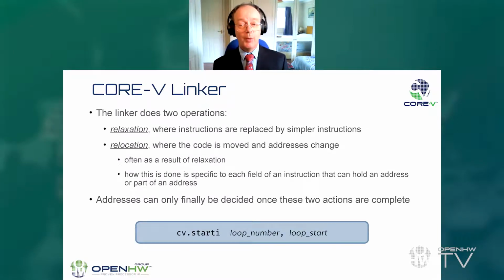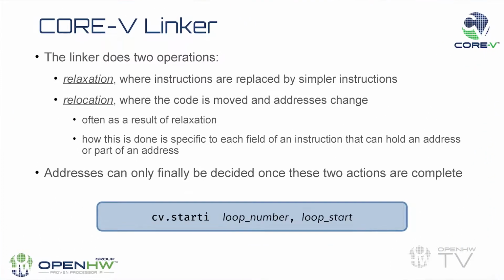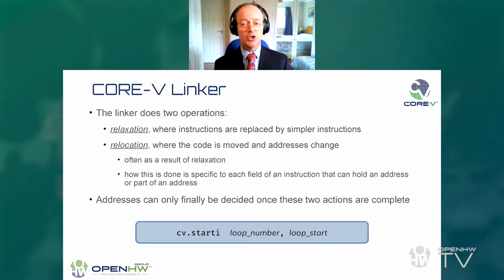Relocations are very common in position-dependent code. Standard relocations may not be suitable for custom extensions, which may therefore require new custom relocations. For example, the standard Core-V hardware loop extension requires a non-standard relocation for the cv.starti instruction for the field containing the start address of the loop. The linker and relocations are not easy to get right, so this is an area where a software specialist might be needed.